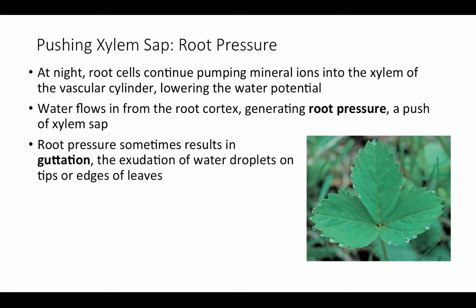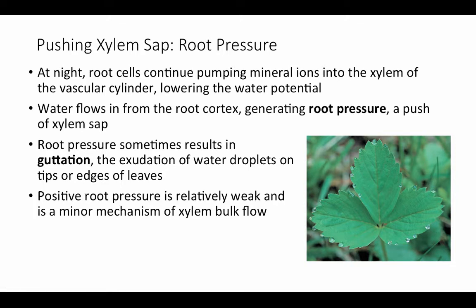So root pressure sometimes results in a phenomenon called guttation, the exudation of water droplets on the tips or edges of leaves. Remember, do not get this confused with dew. Dew is just condensation from the moisture that's in the air onto the surface of leaves. This is actually coming out of the vascular system due to that root pressure during the night.